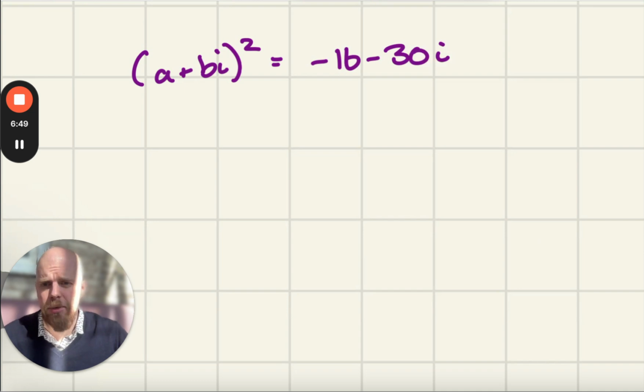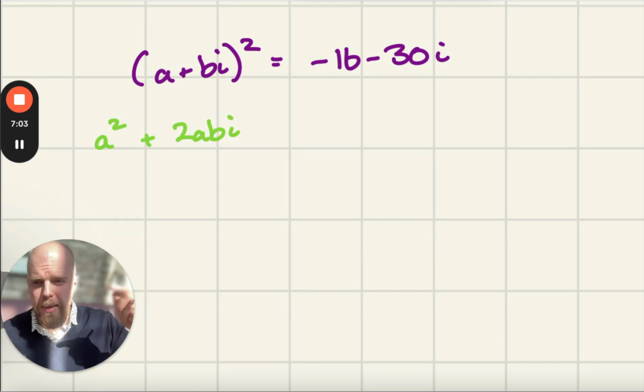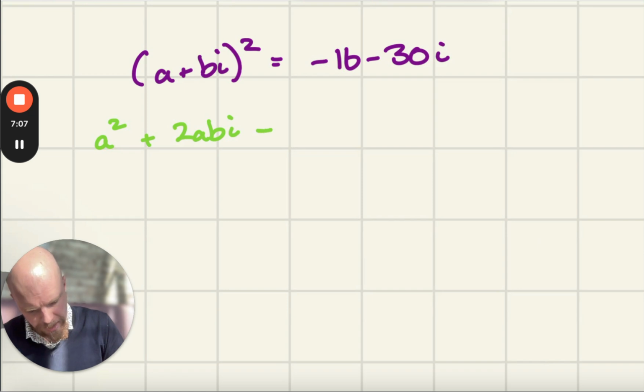Let's have another example. Let's say that a plus bi squared is minus 16 take away 30i. Find a and find b. So if I expand the brackets, I get a squared plus 2abi plus b squared i squared, but the i squared is minus 1, so I get minus b squared equals minus 16 minus 30i.